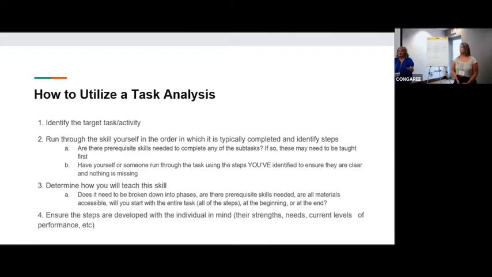And you definitely want to ensure that when you are developing that, you're developing it with your learner in mind. So if you've got a student in a wheelchair, when you're thinking about those materials, make sure they're not up super high. Have all that in mind. Think about it from their point of view, from their strengths, their needs, their current levels of performance.